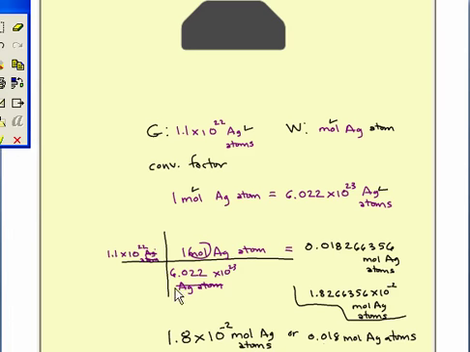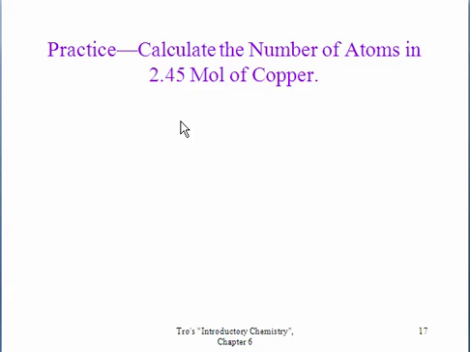Now you should check in your calculator that you get the same answer, because we're going to be using these exponent keys a lot. Now pause the slide and see if you can work out this problem. Calculate the number of atoms in 2.45 moles of copper.